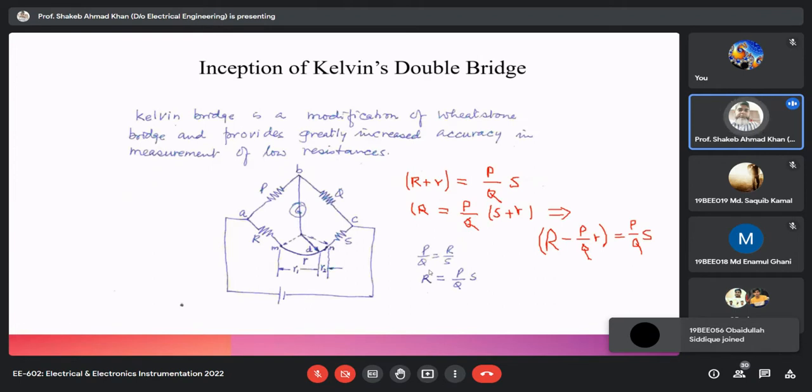So this is the modification which is suggested: if somehow we are able to divide the lead and contact resistance in arms S and R into two parts, R1 and R2, such that R1 upon R2 is equal to P upon Q, then lead and contact resistance will not have any effect on your final result, which we had already verified. But this suggested solution is basically a conceptual solution. Implementation of this is very difficult.